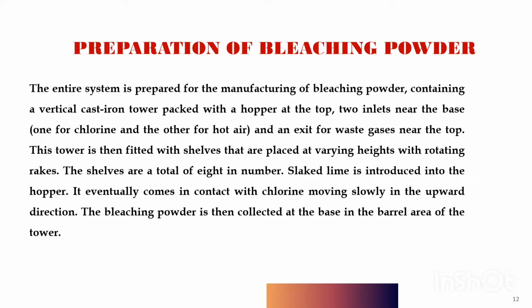This tower is then fitted with shelves that are placed at varying heights with rotating legs. The shelves are a total of 8 in number. Flaked lime is introduced into the hopper. It eventually comes in contact with the chlorine, moving slowly in the upward direction. The bleaching powder is then collected at the base in the barrel area of the tower.